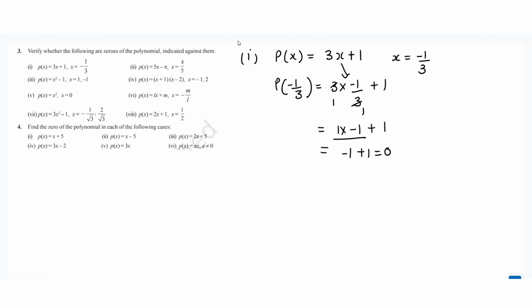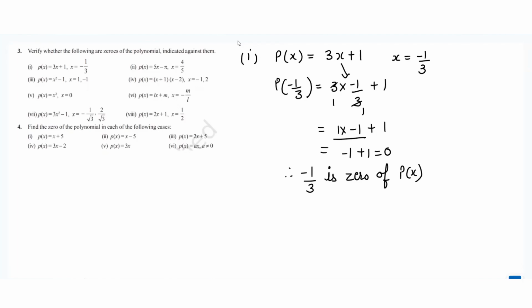If the value of the polynomial after substituting the value of the variable in the equation gives us 0, that means that variable is the zero of the polynomial. So we can write, therefore, minus 1 by 3 is zero of P(x).